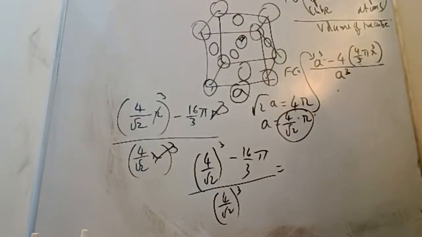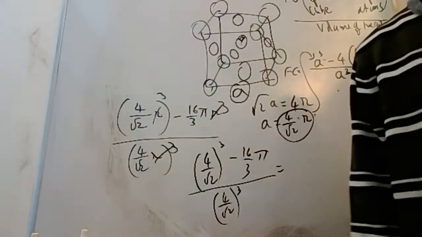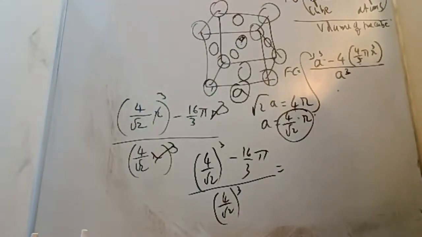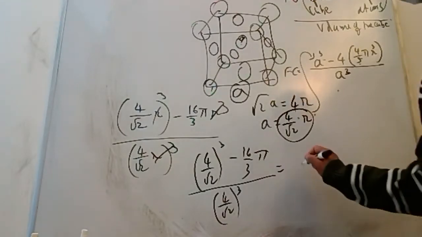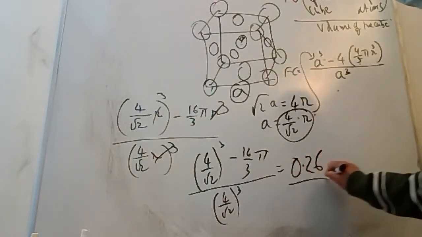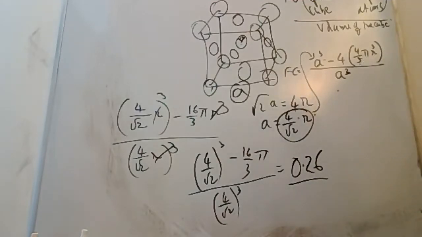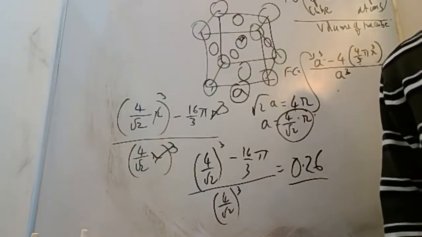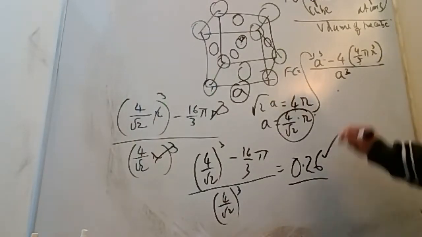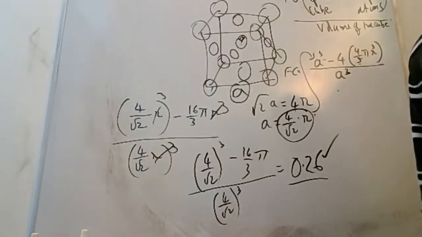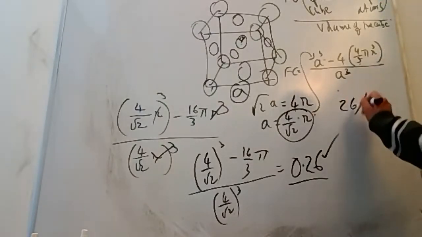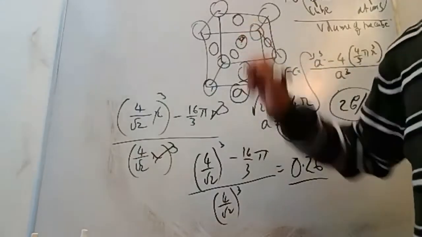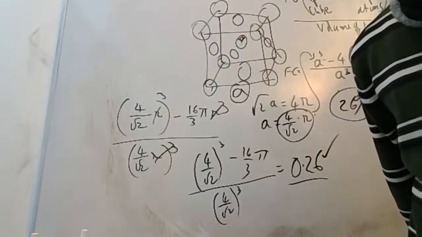I'm not sure if I'm right, but I got 0.26. Same. Other people? I got the same thing. You got the same thing. You're absolutely correct. The fractional occupancy is only 0.26, which means 26% of the space is empty in this face-centered cubic structure.